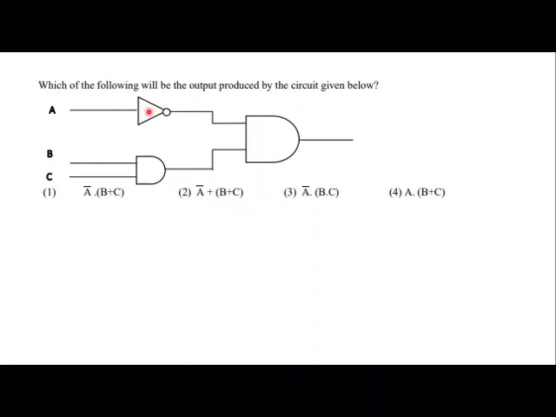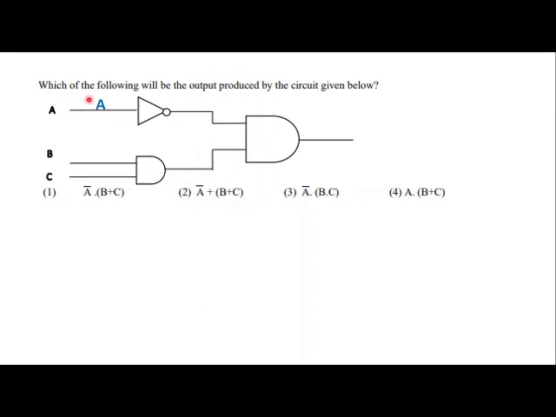Here we have a NOT gate and the input of the NOT gate is A. And here we have an AND gate. The inputs of the AND gate are B and C. Here the output of the NOT gate is the input of this AND gate. Can you see, this is the output of the NOT gate as well as the input of this AND gate. And here the output of this AND gate is also the input of this AND gate.